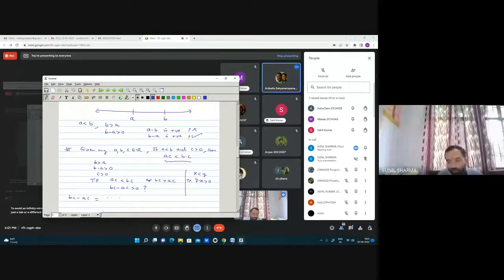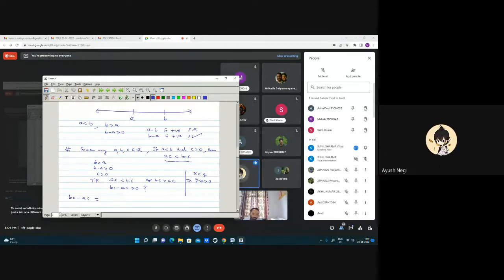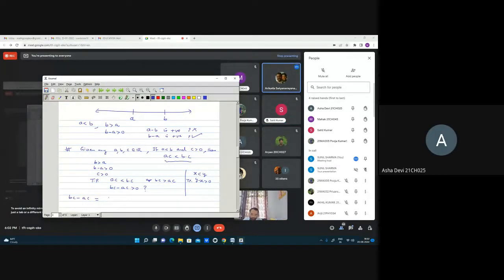Can we use some property of real numbers? Sir, we can take C common and B minus A. Which property is that? Common means what? There should be some property. Distributive property. By the distributive property we'll write B minus A into C. We have to show A greater than 0.